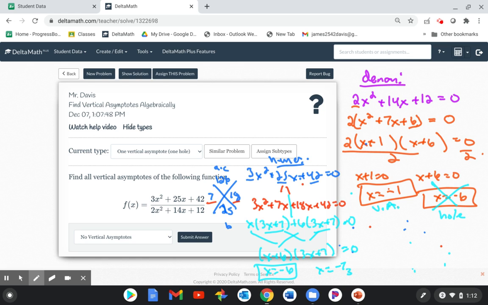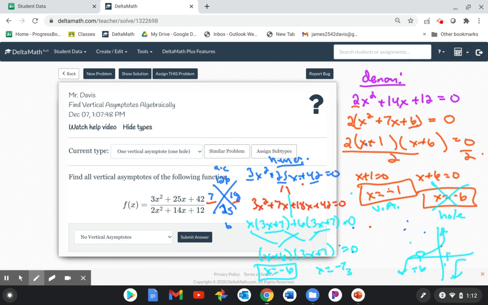asymptote. So in future assignments, I believe you do have to identify the holes in some of them. So you would just write that x equals negative 6 as a hole, and then x equals negative 1 would be a vertical asymptote. All that's implying is if you look at the graph, I have no idea what this looks like, but let's just say at negative 1, there is a vertical asymptote, so it goes up there, or it goes down like that. And at negative 6, there's a little hole in the graph, and then just keeps going on.